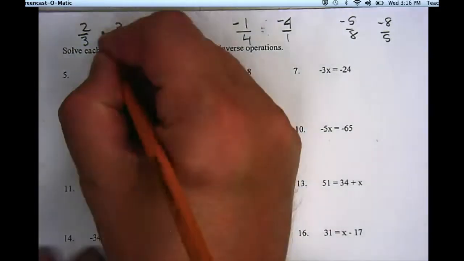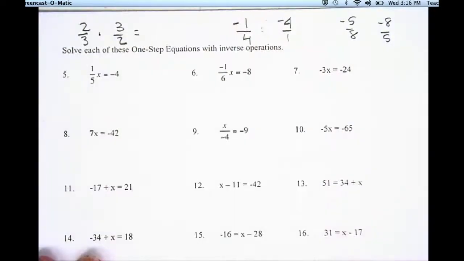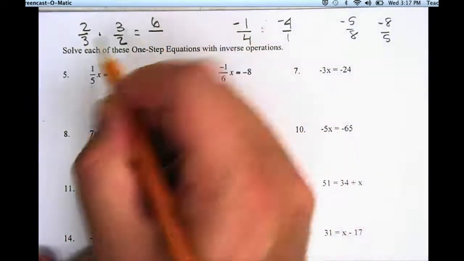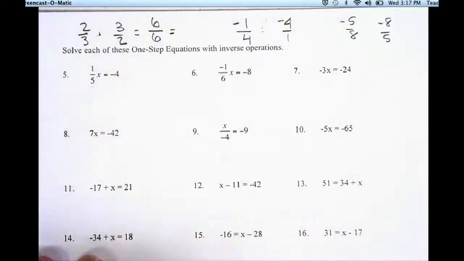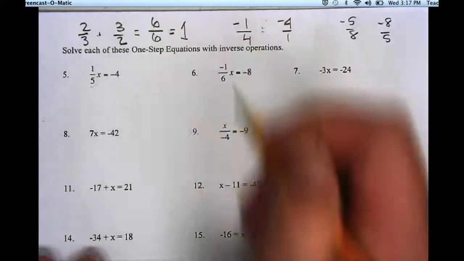So if I multiply 2/3 by 3/2, let's see what happens. Multiplying fractions, they're no problem. Just multiply the top and multiply the bottom. So I go 2 times 3, which is 6, divided by 3 times 2, which is also 6. Well, anytime you have the same numerator and denominator, that makes 1. So 6 divided by 6 is 1.